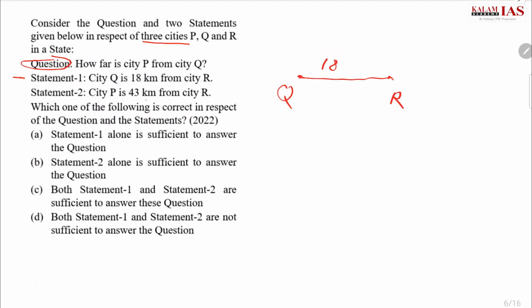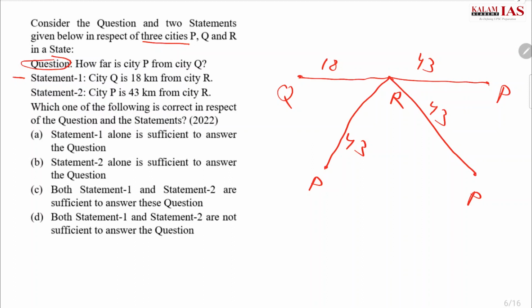City P is 43 kilometers from city R. Now city P is 43 kilometers from city R. City P can be at this place, city P can be at this place, city P can be at this place. Suppose we have three scenarios. This is 43 kilometers, this is also 43 kilometers, this is also 43 kilometers.